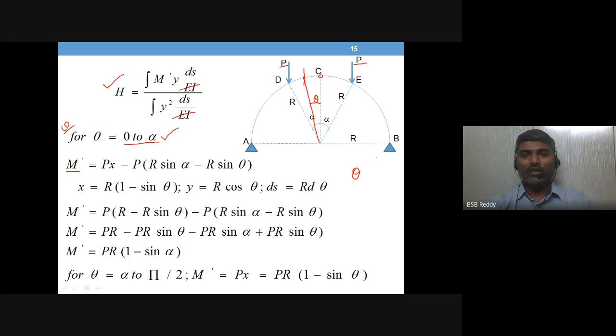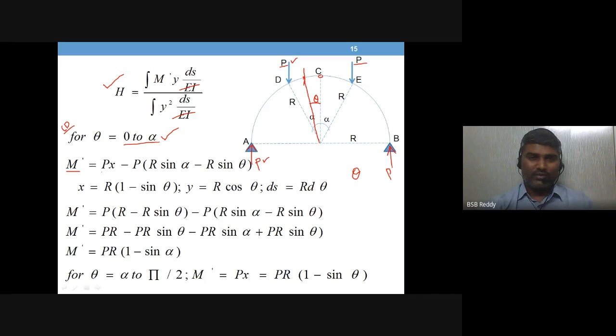And VA, VB are the same in value because it is symmetric. So VA is equal to VB. So finally, the reaction should be half of the total load, right? What is the total load? 2P. What is half of that? P only. So the vertical reactions are simply P and P. So sum of all moments to the left, what do you have? There is the support reaction P and the applied load P.